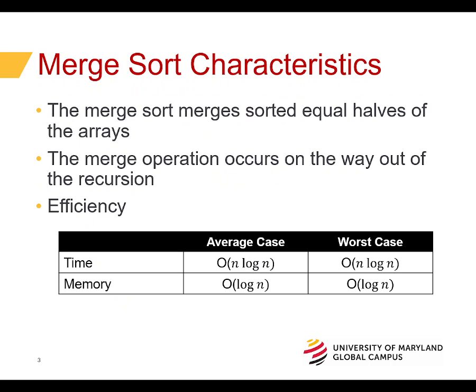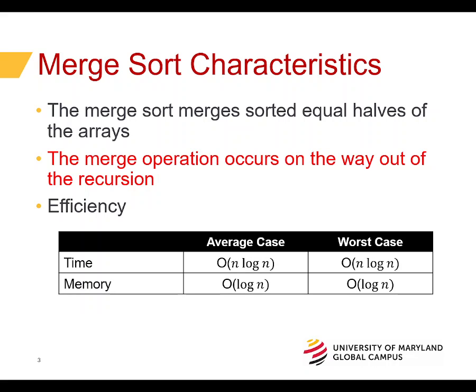Let's start with the main characteristics of the merge sort, which is the simpler of the two. The merge sort divides the array into equal halves, and then it makes two recursive calls, one on each half. After the recursive calls, it merges the two halves. Because the recursive calls are done first, the merge operation happens on the way out of the recursion. It continues to divide the array in half until it reaches the base case of a one-element array. Then it merges the one-element arrays, then it merges the two-element arrays, and so on.